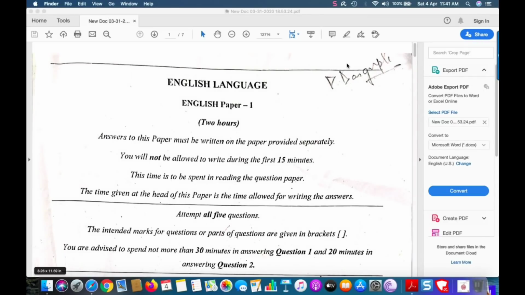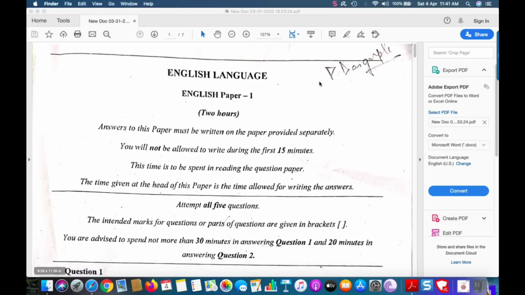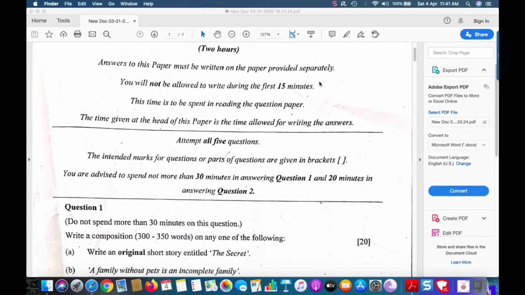Dear students, today we are going to discuss the English language ICSE question paper. This is the 2020 paper. Few things before we begin.